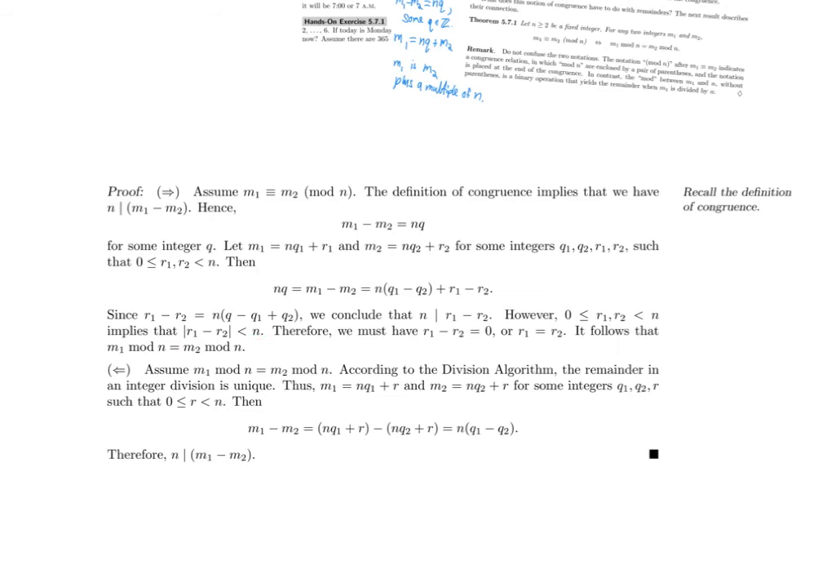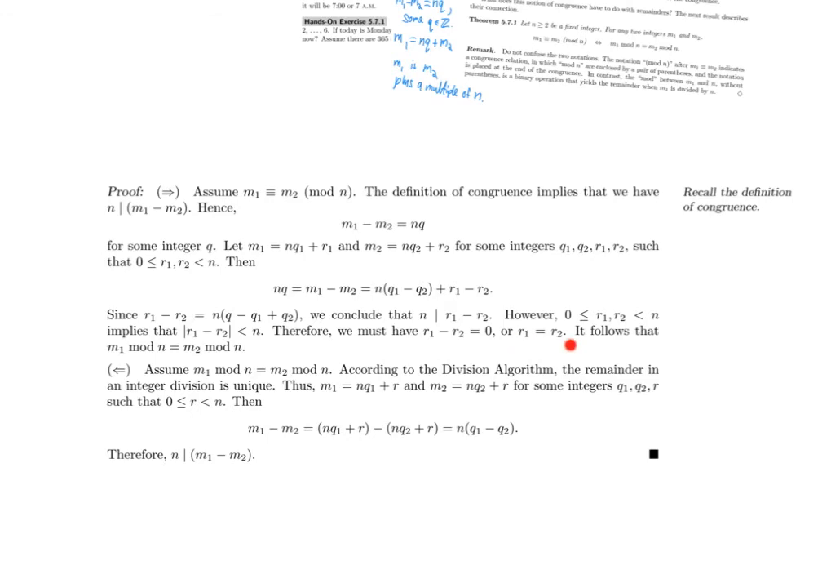So think about it. n divides a number, and that number is less than n in size. The only way that can happen is if this number is 0. So R1 minus R2 has to be 0, because remember, every non-zero integer divides 0. So because we proved that R1 minus R2 is 0, that means R1 equals R2.